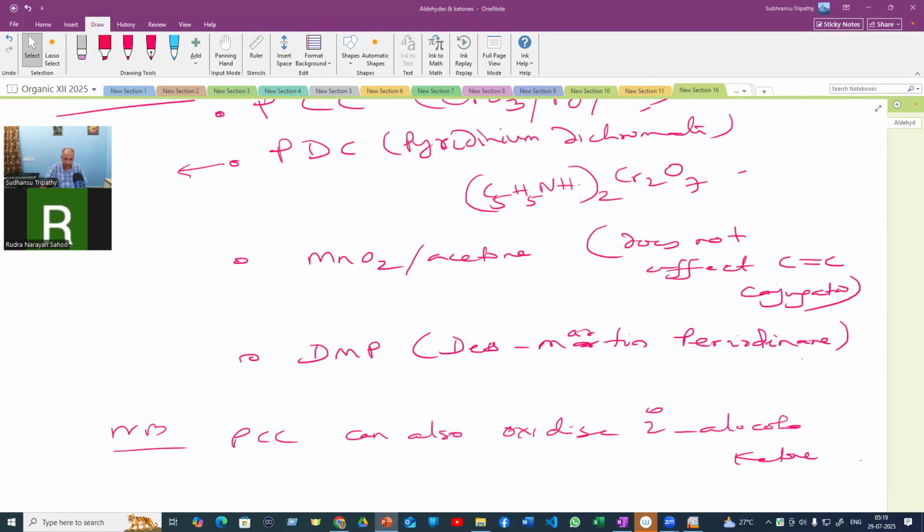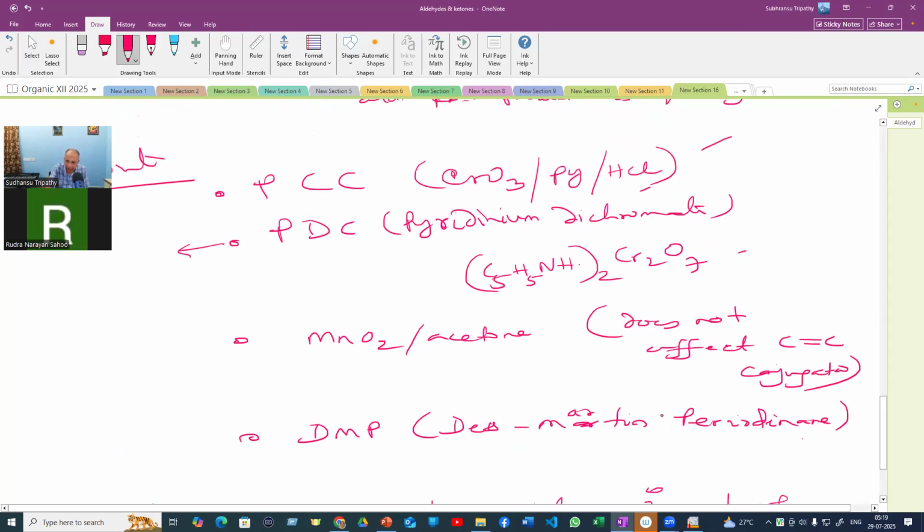Pyridinium chlorochromate will give you this one, pyridinium NH plus, and the chlorochromate is this. There will be one Cl and one O minus. So plus here, minus here. This is the formula of pyridinium chlorochromate. Chlorochromate, CrO3 minus, and this is pyridinium, C5H5NH plus.